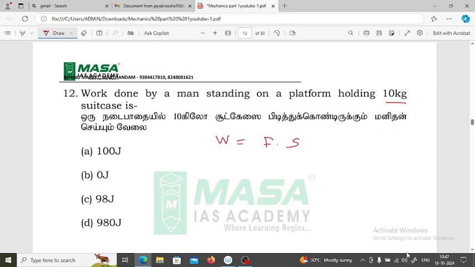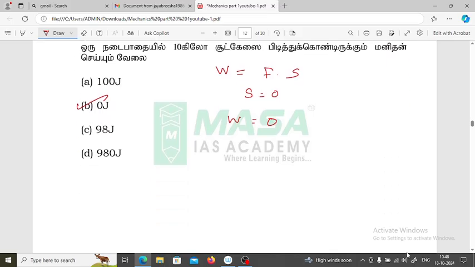But in this question that person is standing only. That person does not move on the platform. So here the displacement S is equal to 0. So work done W is equal to force into displacement. Displacement S is 0 means 0. Answer is option B is correct, 0 joule.